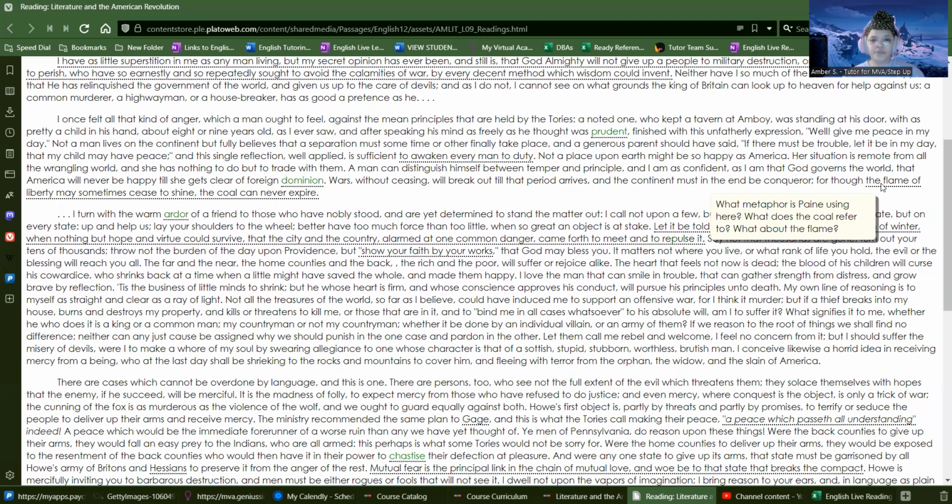So he's using this as a metaphor, and they ask you this question: what metaphor is Paine using here? Now, we've pretty much explained the logic. This previous part of the sentence, wars without ceasing will break out until that period arrives. So without ceasing, without stopping. And the continent, so you say America, the main landmass, must in the end be conquered. So he's giving you all the pieces for this metaphor here. Even if you're able to beat back the forces that are demanding freedom, it won't stop anyone from trying completely. So that's what he's saying with this metaphor.